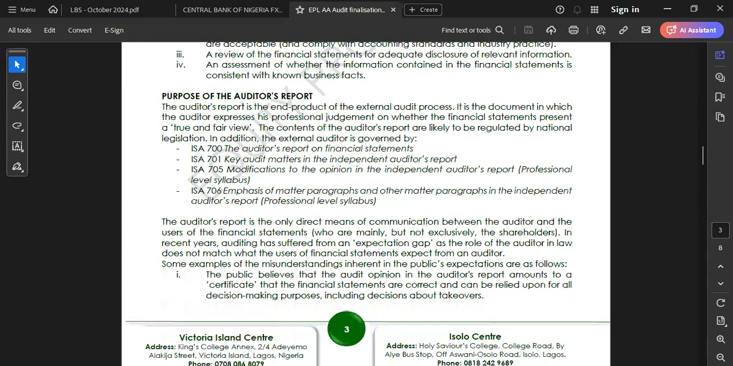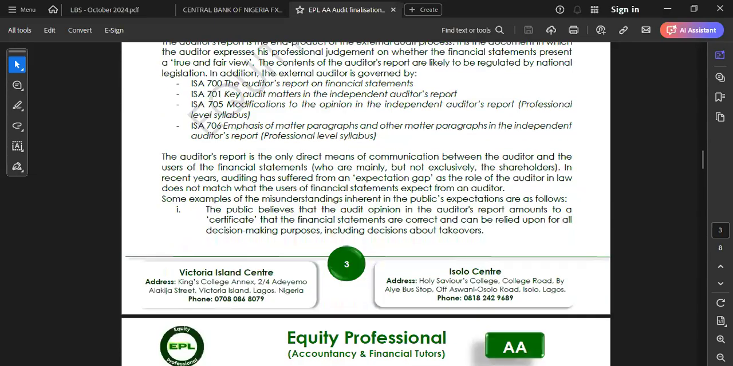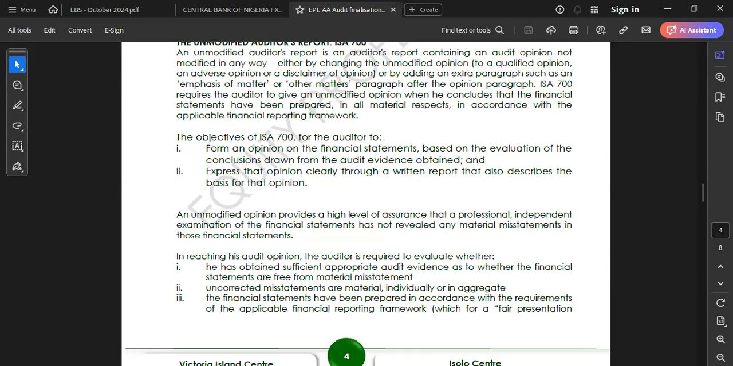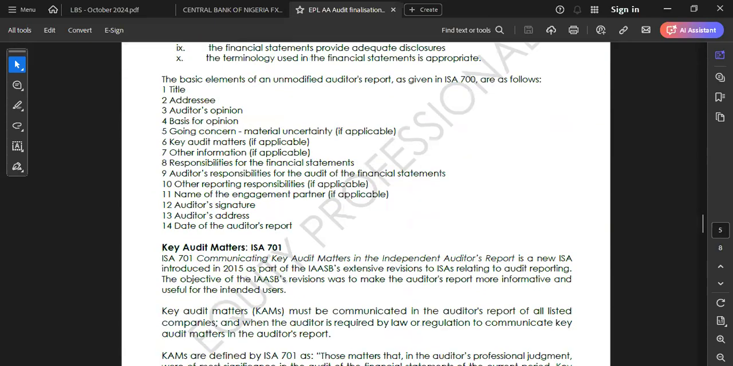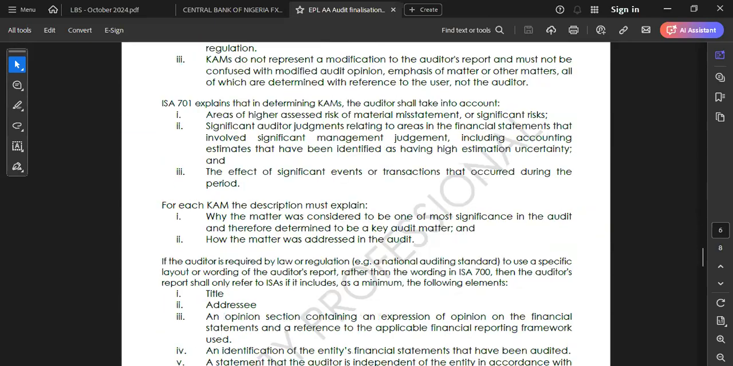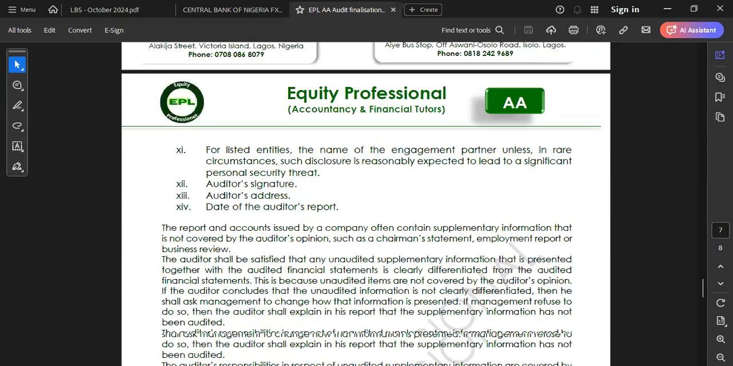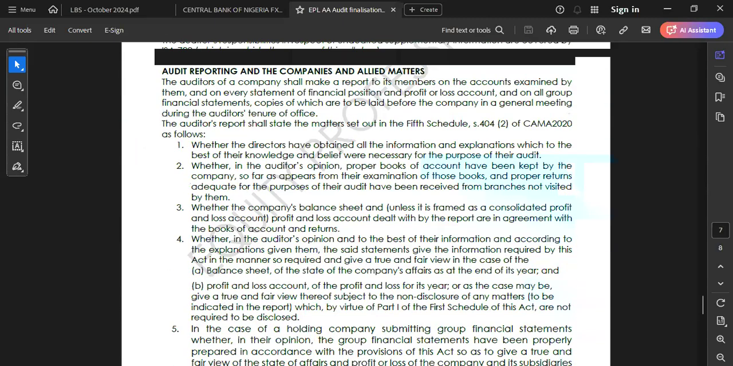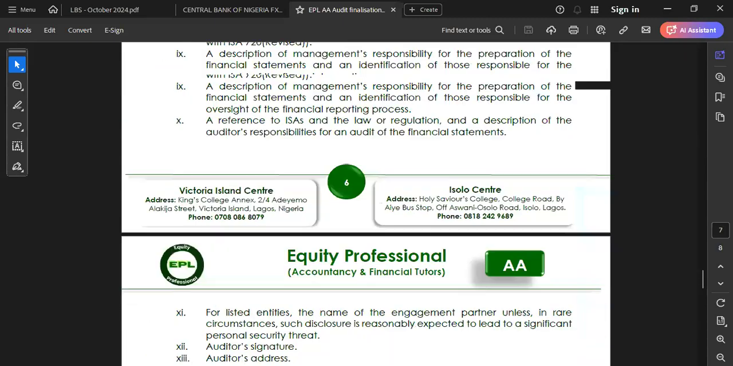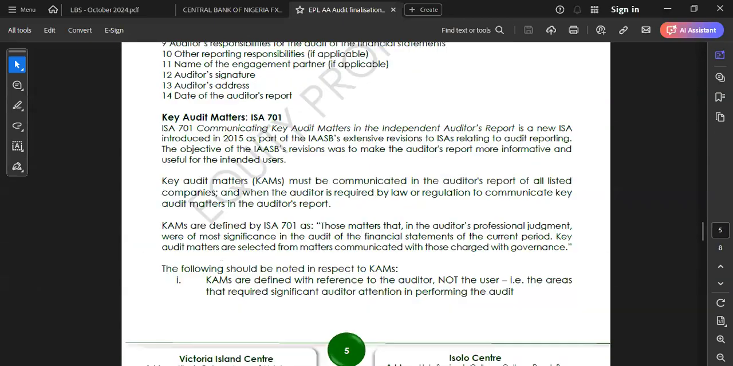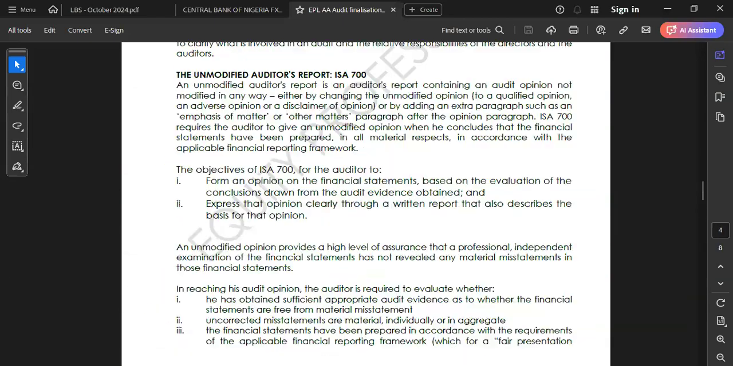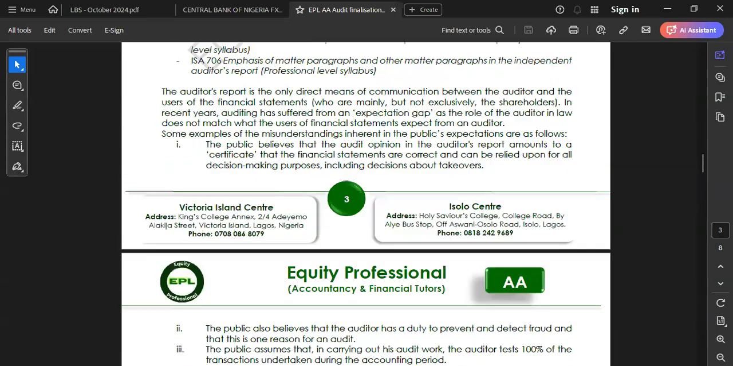So from there, we'll go to the last part of today's lecture, which is the audit report. Now, the audit report is where the whole audit will end. The findings and the opinion of the auditor are expressed here. Without the audit report, the audit is not concluded.